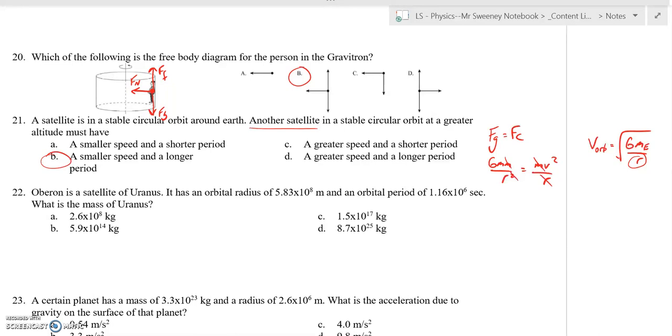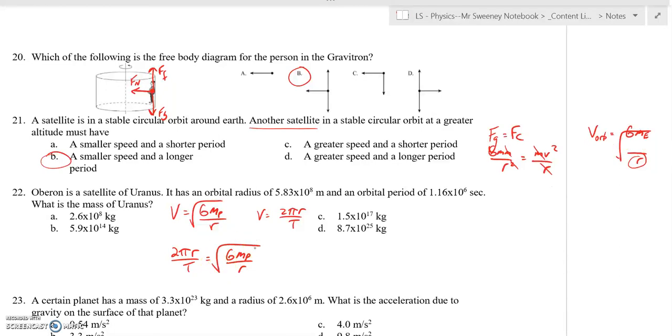So we already determined in the previous problem that your orbital velocity is the square root of G times the mass of the planet divided by r. We also know that its orbital velocity is 2 pi r divided by the period. So if we set those two equal to each other, 2 pi r over T equals the square root of G mass of the planet over r, we can solve for the mass of the planet by doing some algebra.